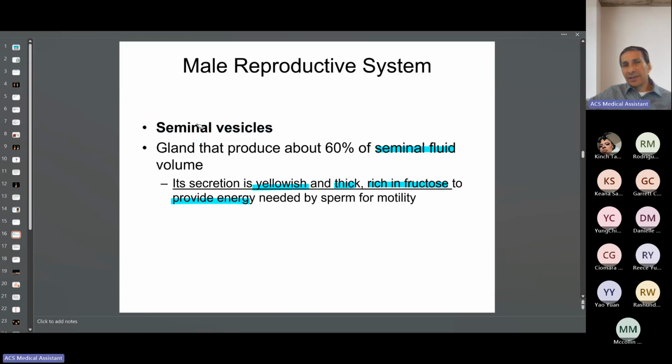So that is the seminal vesicles' job. This is a sex gland because it produces the seminal fluid. How do we know that it is the seminal? Because of its color. Its consistency is very thick. It is yellow.